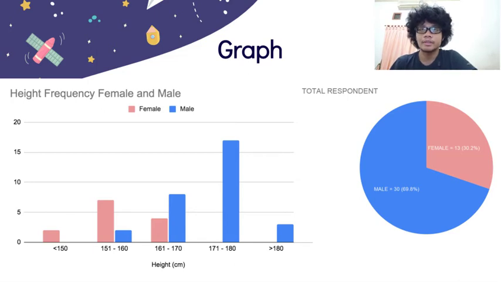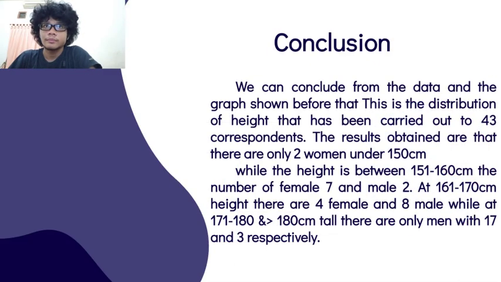And from this height data, we can conclude that this distribution of height that has been carried out to 43 correspondents, the results obtained are that there are only 2 women under 150 centimeter, while for height between 151 until 160 centimeter, the number of female is 7 and male is 2. At 160 until 170 centimeter height, there are 4 female and 8 male, while at 171 until 180 and above 180 tall, there is only 1 man with 70 and 2 respectively.